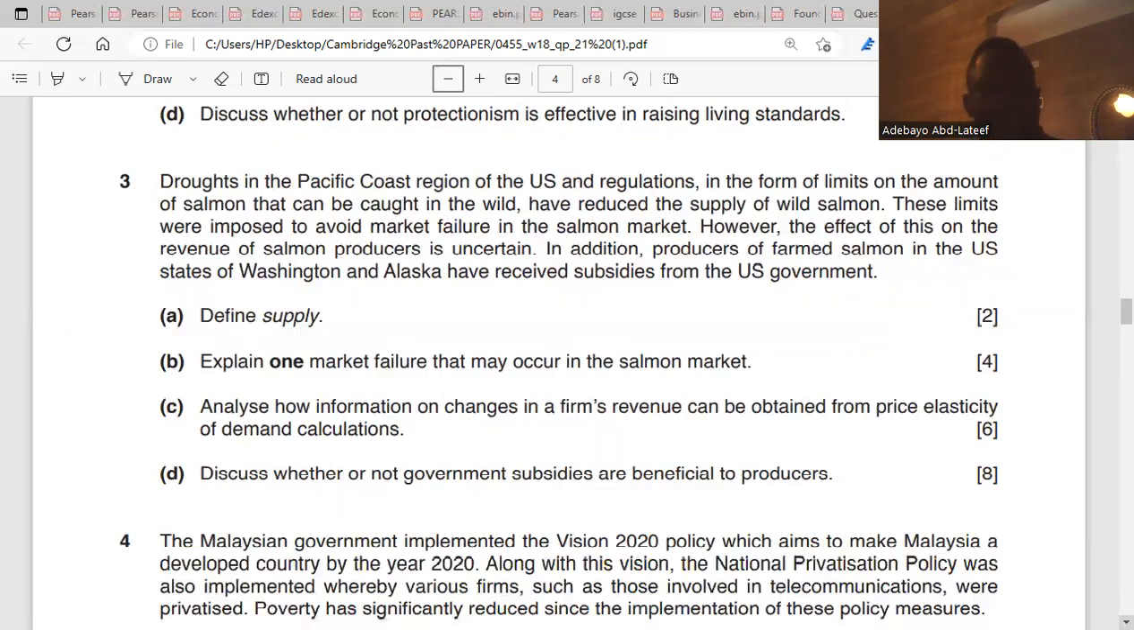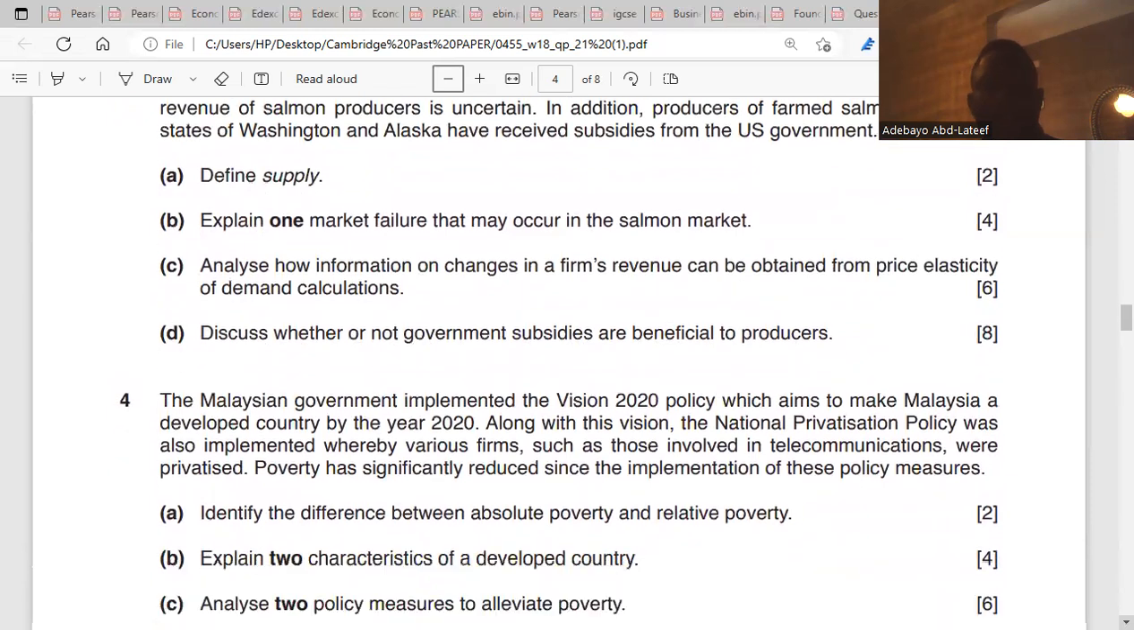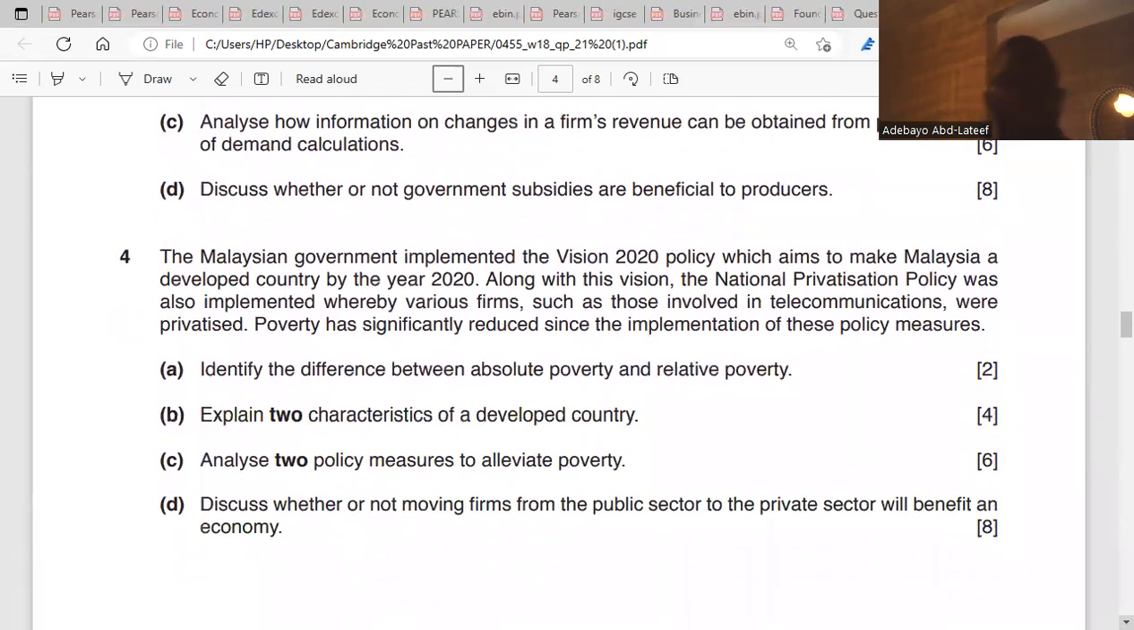We go to question 4, right? Read, please. The Malaysian government implemented the Vision 2020 policy, which aims to make... No, we didn't finish D. Sorry, 3D. Discuss whether or not government subsidies are beneficial to producers. I skipped that, sorry. What are subsidies? Subsidies are financial help from government to reduce the cost of production for firms. That's the first thing you have to say.